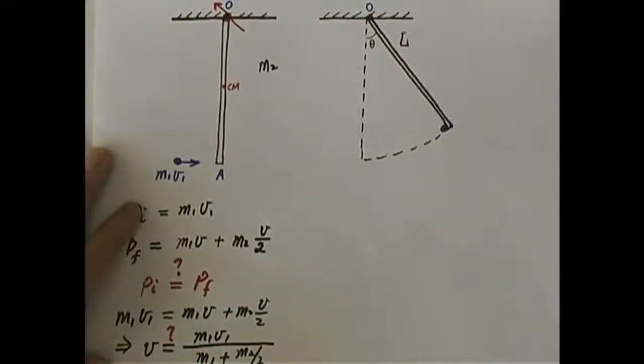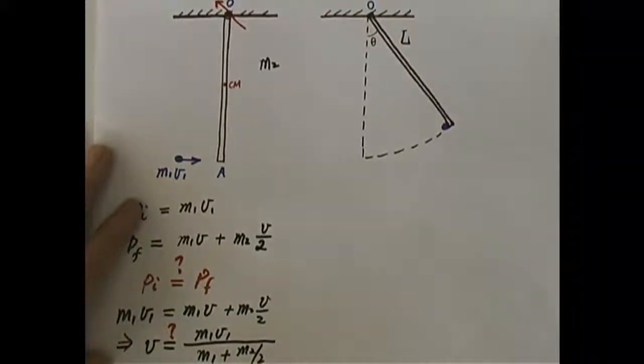So let us write down conservation of angular momentum and see if the result agrees with conservation of linear momentum. If that agrees, that means linear momentum and angular momentum are both conserved. And if it does not agree, then we must say that angular momentum is conserved but linear momentum is not, because it does not agree with conservation of angular momentum.